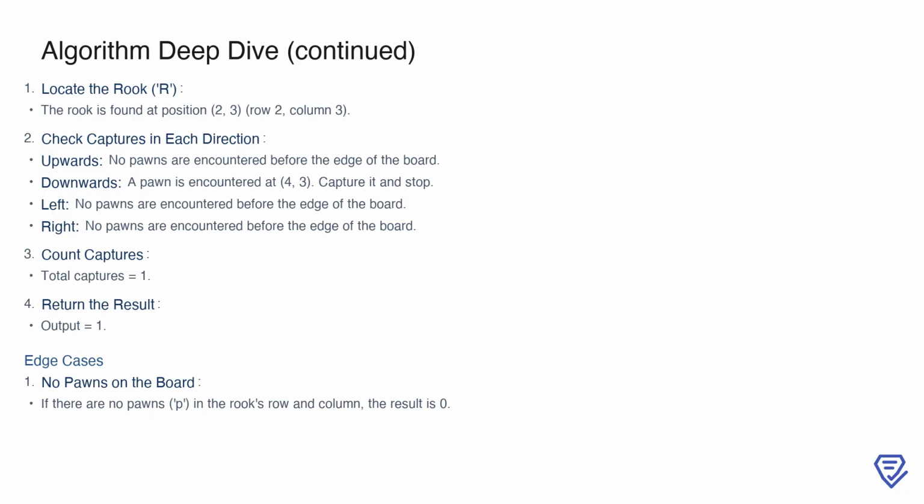After evaluating all four directions, the total number of pawns captured is 1. The result of this example is therefore 1. Additionally, we should consider edge cases, such as when there are no pawns on the board. In such cases, the result would naturally be 0 since the rook has no targets to capture.